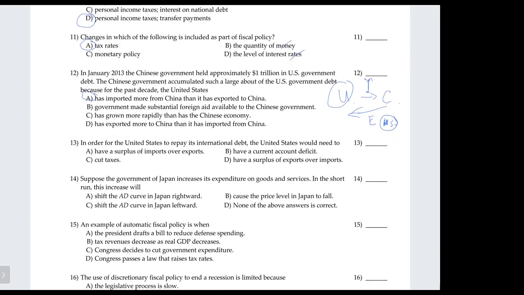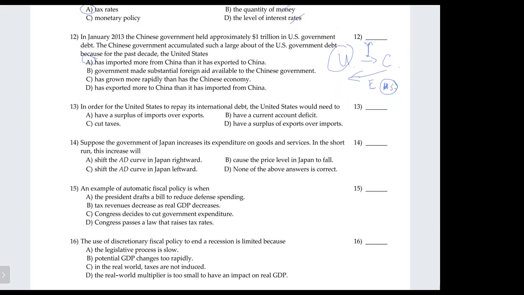13, in order for the US to repay its international debt. So this immediately follows question 12, right? And so the US must run a trade surplus, right? So from the standpoint of the US, the US can earn more foreign currencies to pay off their debt, right? So the answer is D.